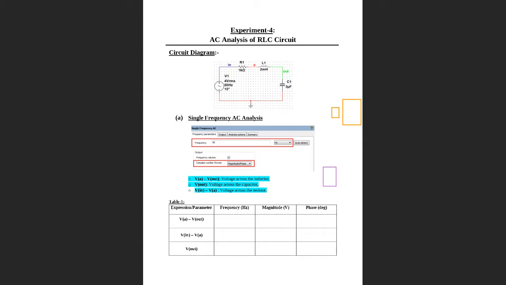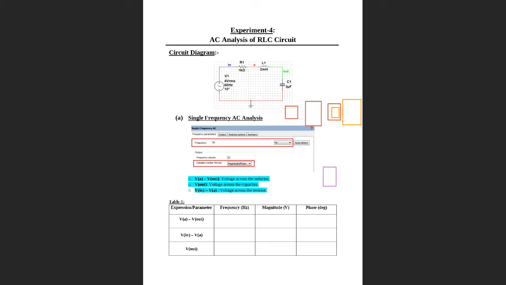Understand? Next, the third one is for the resistor. Here is the resistor. For the resistor, we have input, and on the other end, we have A. So what will be the voltage across resistor? Voltage across resistor will be input minus A, voltage of input minus voltage of A. Understand the terminologies, how we are going to use it.